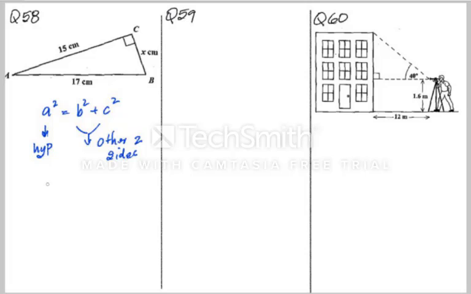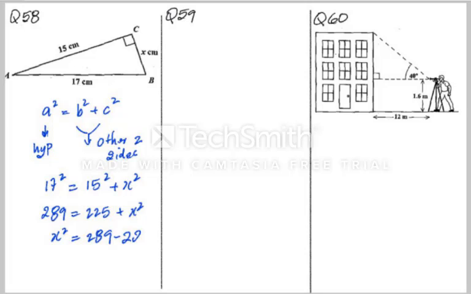A is the hypotenuse, and b and c are the other two sides. So this is going to be 17 square is equal to 15 square plus x square. 17 square is 289, equal to 225 plus x square. So x square would be equal to 289 minus 225, which is 64. The opposite of square is square root. So x would be equal to square root of 64. X would be 8 centimeters, which is B.